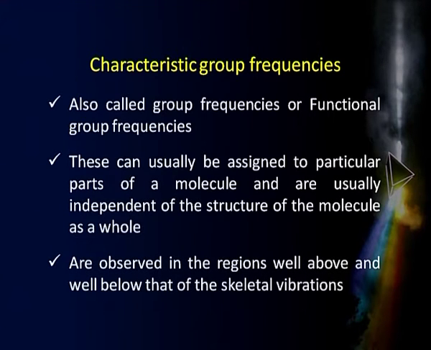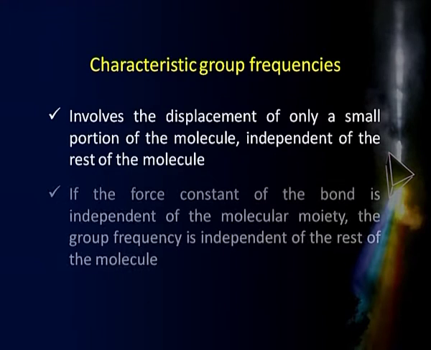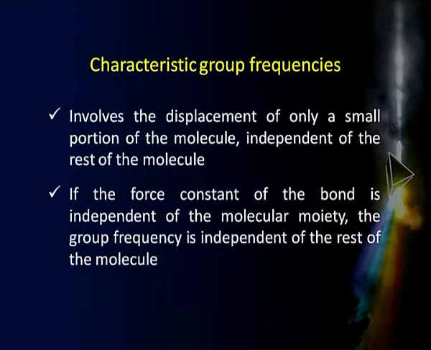Now typically in a spectrum, these are observed in regions above and below that of the skeleton vibrations. Skeleton vibrations were from 1500 to 650 centimeter inverse, whereas this will be lower than that and above that. So the two have a very complementary region in which they appear. Skeleton vibrations appear in the fingerprint region and group frequencies appear outside that. As against the skeleton vibration, the characteristic group frequencies involve displacement of a very small portion of the molecule, which is independent of the rest of the molecule. And if the force constant of the bond is independent of the molecular moiety, the group frequency is independent of the rest of the molecule.